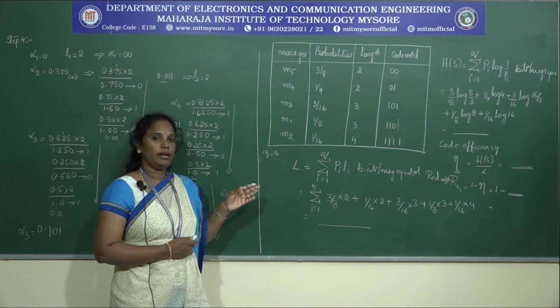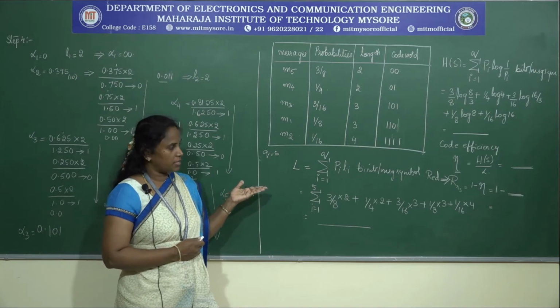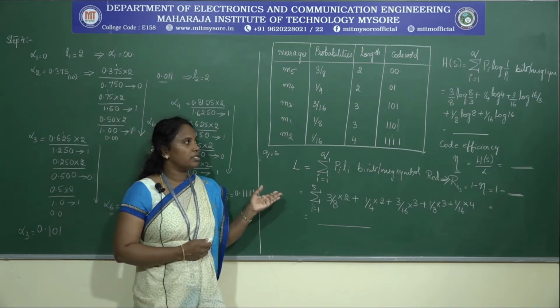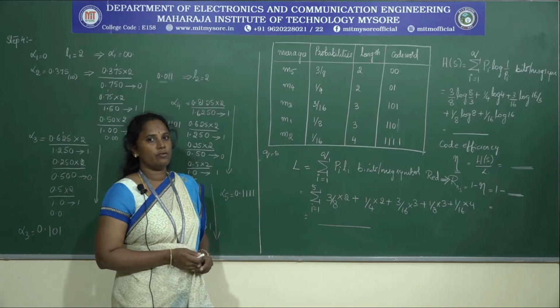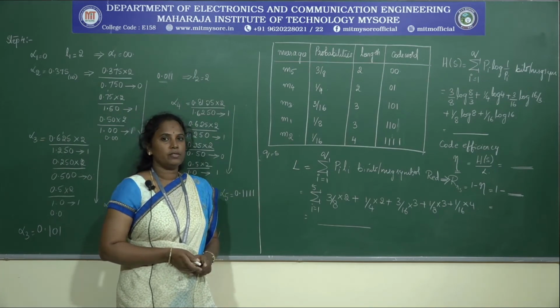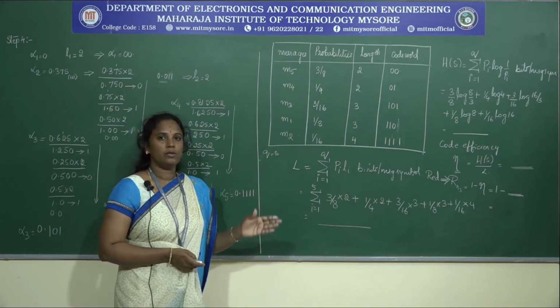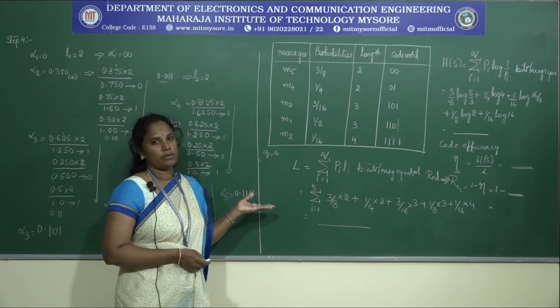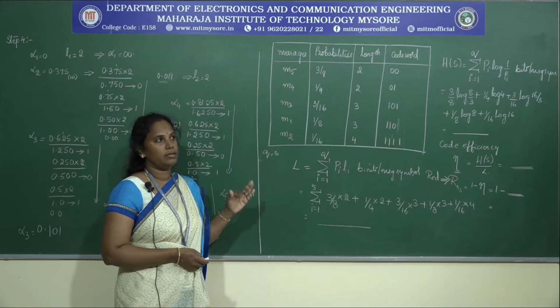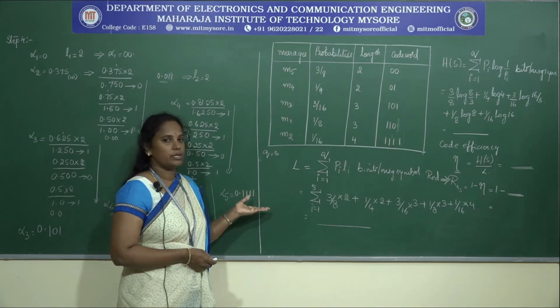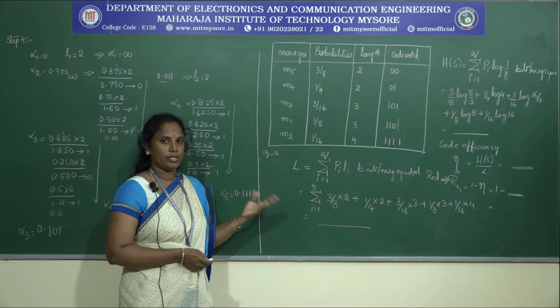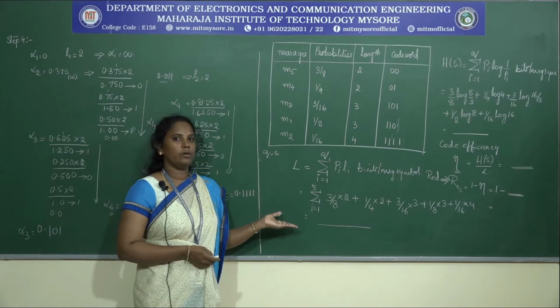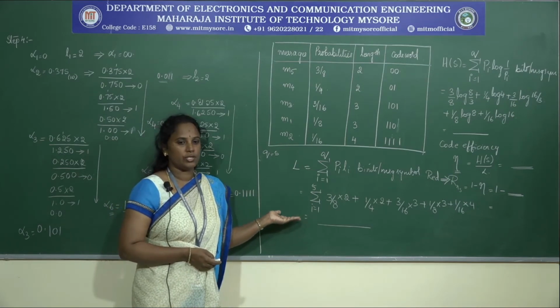Then you need to find the second extension. Second extension means you need to find H of S squared, where H of S squared is nothing but 2 times H of S. So you need to calculate your H of S squared value first, and then verify whether it satisfies the condition of 2 times H of S. Now let us look into a simple example of that second extension.